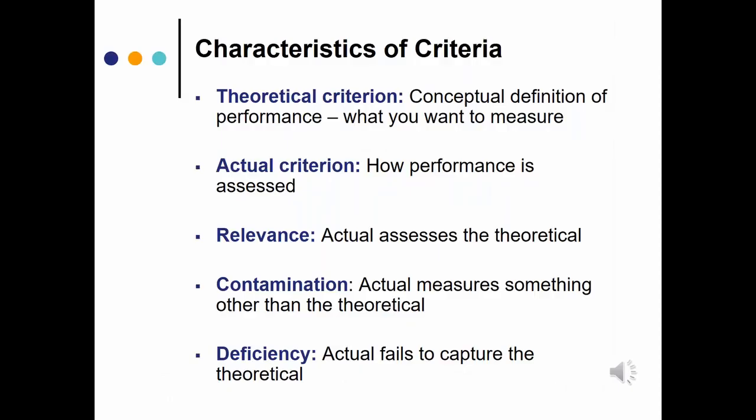There are 5 characteristics of criteria. The first one is the theoretical criterion, which is the conceptual definition of performance. So, what you want to measure. The second one is the actual criterion, how performance is assessed. The third one is relevance. Does the actual assess the theoretical? The fourth one is contamination. The actual measures something other than the theoretical. And the last one is deficiency, which is when the actual fails to capture the theoretical.